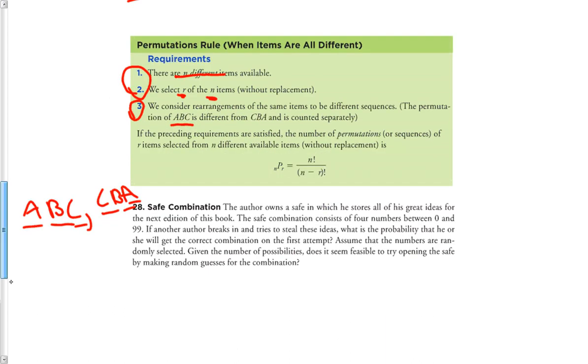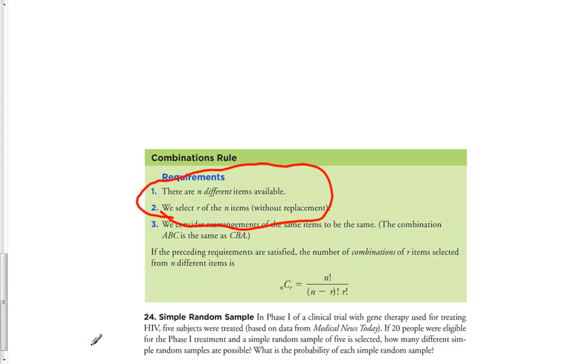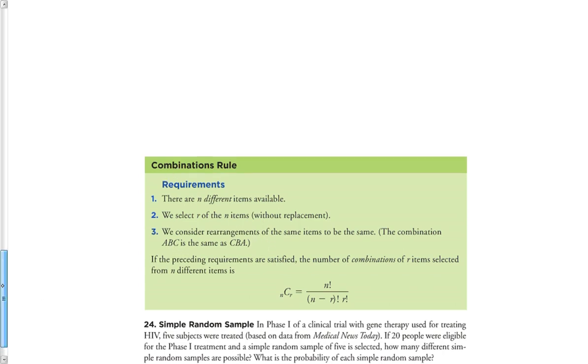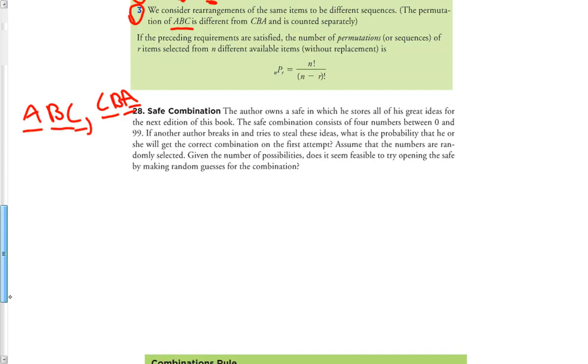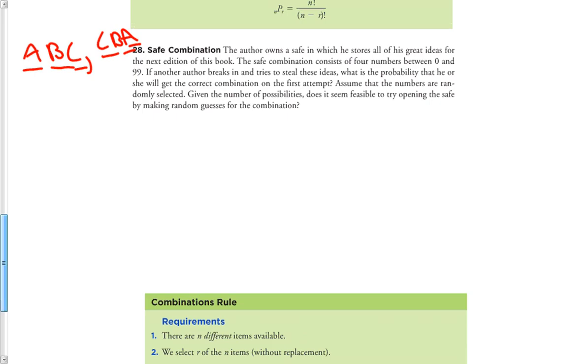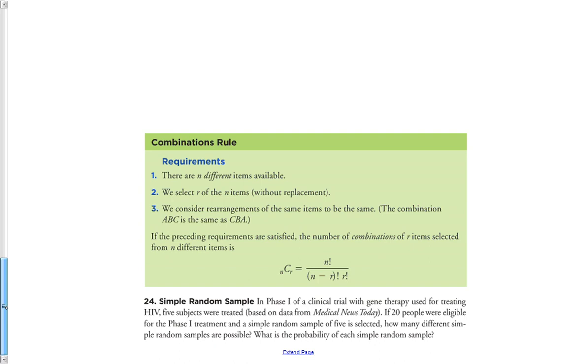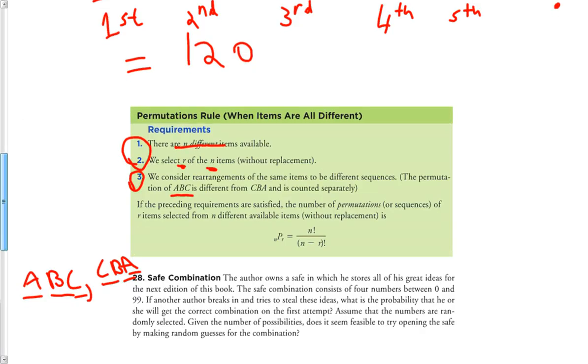In this case down here, ABC and CBA would be considered to be the exact same thing. Down here it says we consider rearrangements of the same items to be the same combination of things. ABC and CBA are the same when we look at the combination rule. So the distinction between the permutation rule and the combination rule is, with the combination rule, the order in which we select the items does not matter. So ABC would constitute the same selection as CBA. And up here, the order does matter.